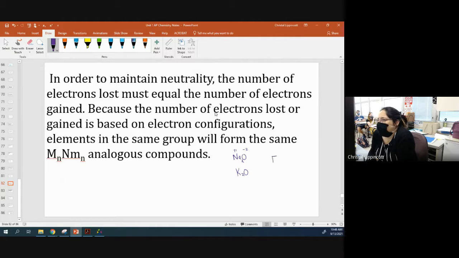If we had francium oxide, it would look like this because they're in the same column. That's what this slide is saying. Make sense? Pretty cool with that? So that's what they're saying about analogous compounds. They're going to be similar.